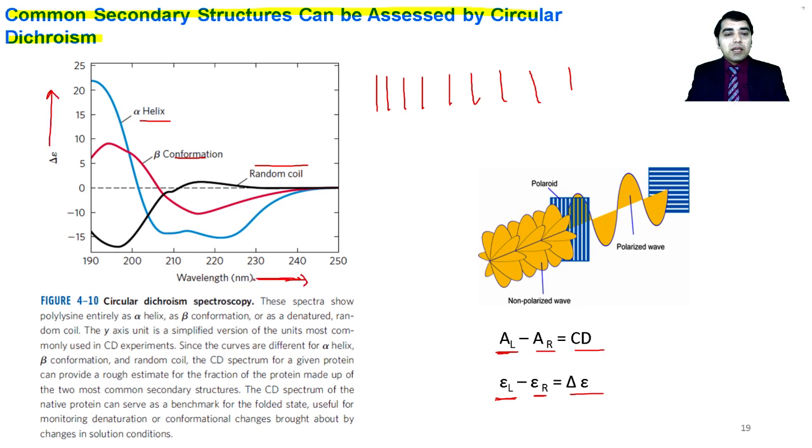If we draw a graph between the wavelength and the difference of the epsilon value, we come across that the alpha helices have a characteristic pattern of absorbance, and beta sheets have this kind of absorbance pattern, and the random coil has this kind of absorbance pattern.